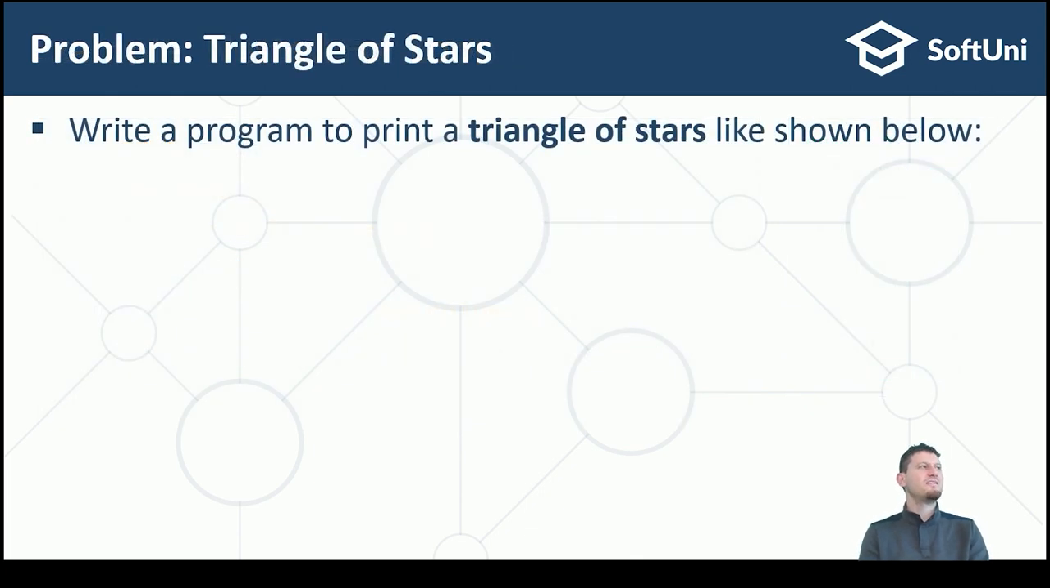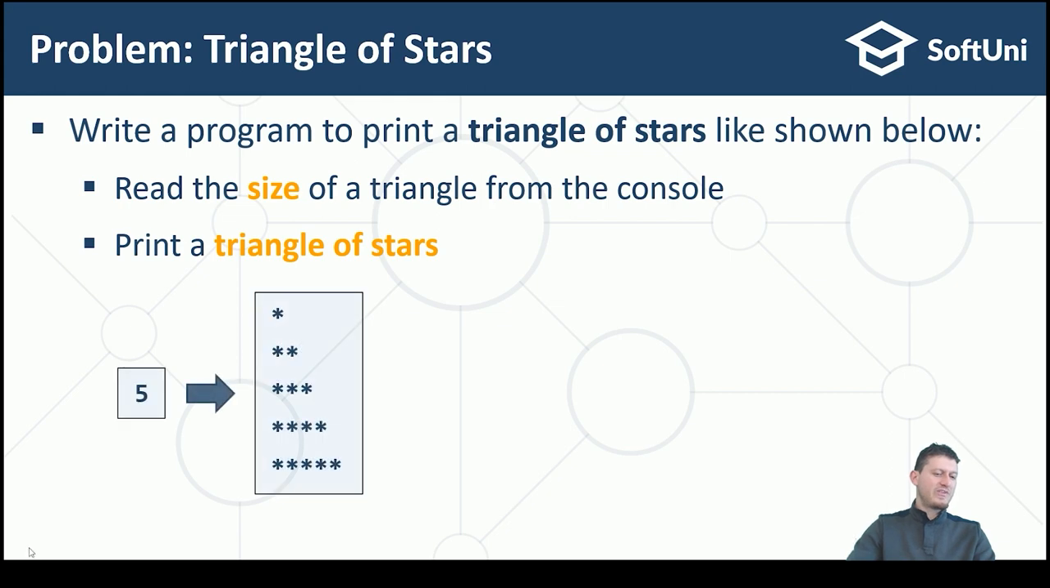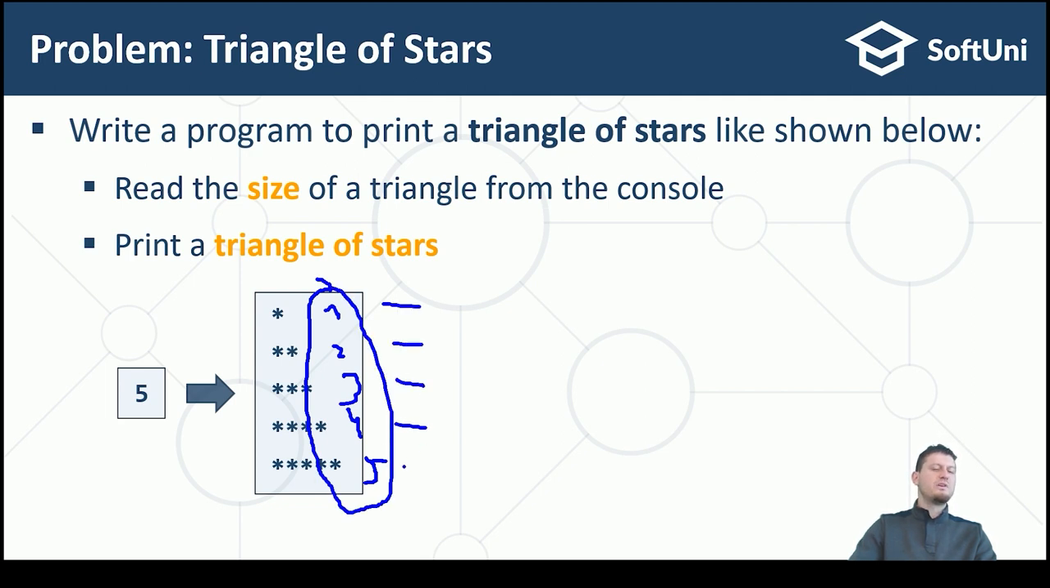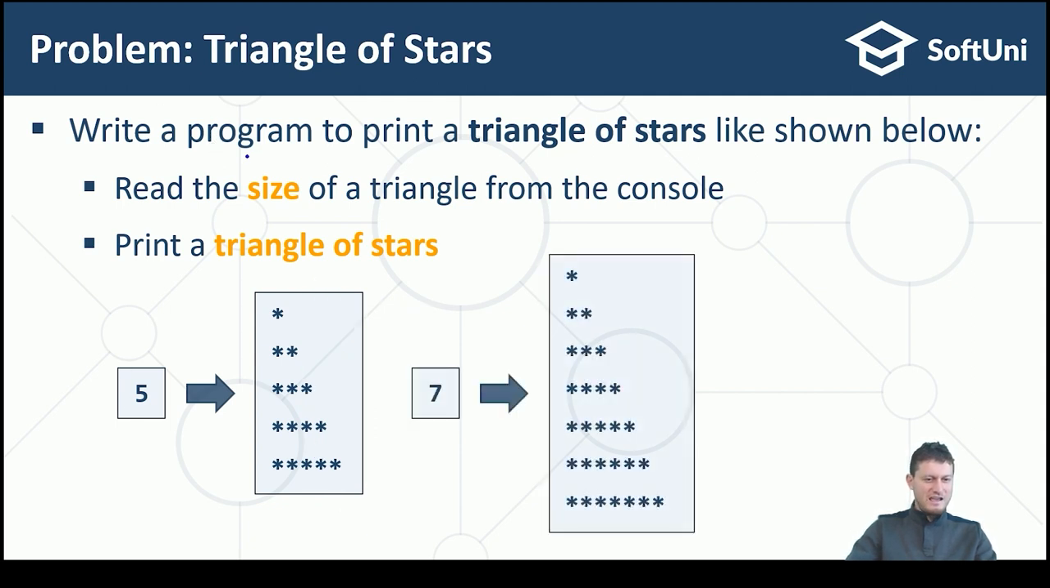Okay, let's solve our first problem using nested loops for today. It's about writing a program to print a triangle of stars, just like shown below. If the size is 5, we print 1 star, 2 stars, etc. until 5 is reached. First one, second, third, fourth, and fifth. So we need to have a loop from 1 to 5, and for each row, we need to print stars corresponding to this row number. For example, at row 5, we need to print 5 stars. If the input is 7, the output should be this one: 1 star, 2 stars, until 7 stars.